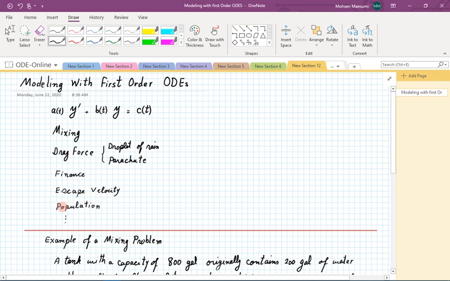Another set of problems relates to population forecasting. This is going to be important enough for us to have a separate section altogether related to that. And there is still a long list of similar problems. So for today, let's look at the example of a mixing problem. I'm going to state an example here and then we are going to try to solve it together.